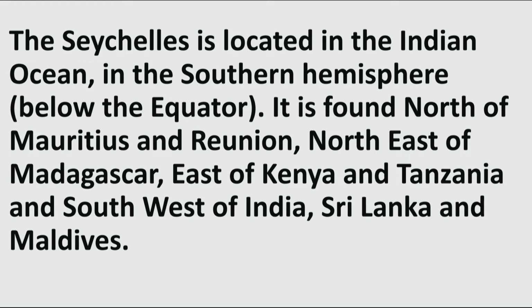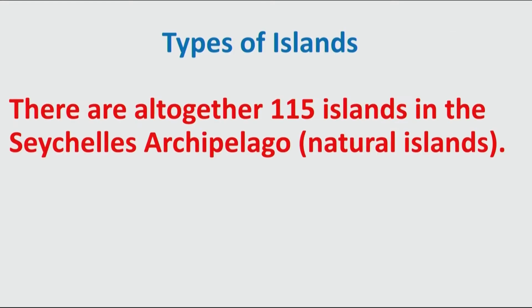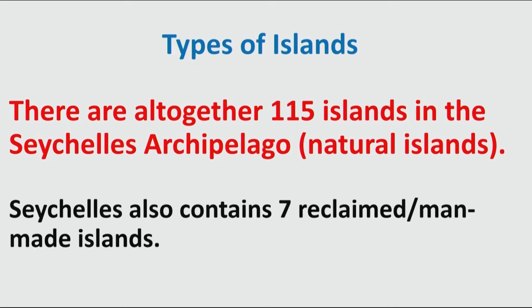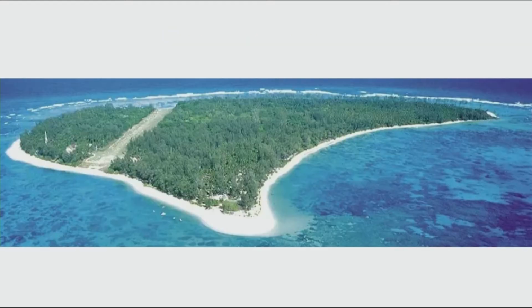So we are going to move on today, looking at the different types of islands. We know that there are altogether 115 islands in the Seychelles Archipelago, talking about the natural islands. We also know that Seychelles contains 7 reclaimed or what we call man-made islands. But we are going to focus on the 115 natural islands. So here I have a picture of one island in the Seychelles Archipelago.